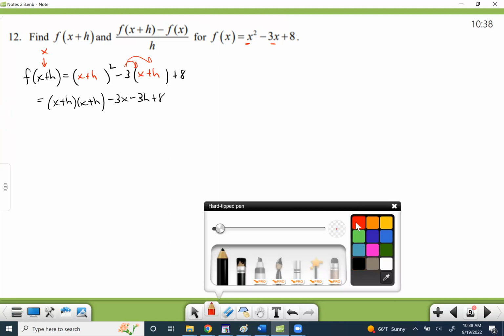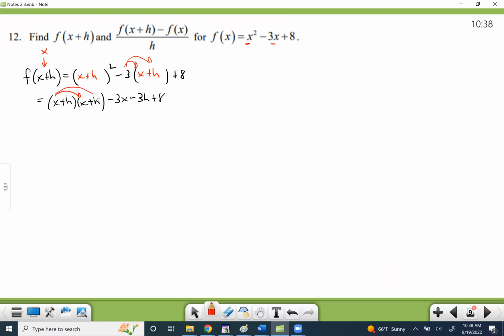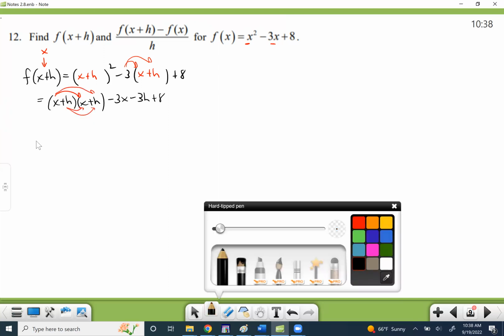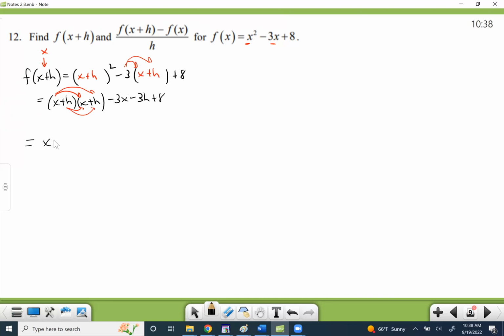And we'll FOIL out this binomial. And this is all letters, so it gets funky when it's all letters. Let's see, x times x is x squared. And typically we go alphabetically when we're multiplying letters by each other, you guys. So even though it looks like x times h, I'm going to write it as h times x. And then the next one would be h times x also. And then h times h is h squared.